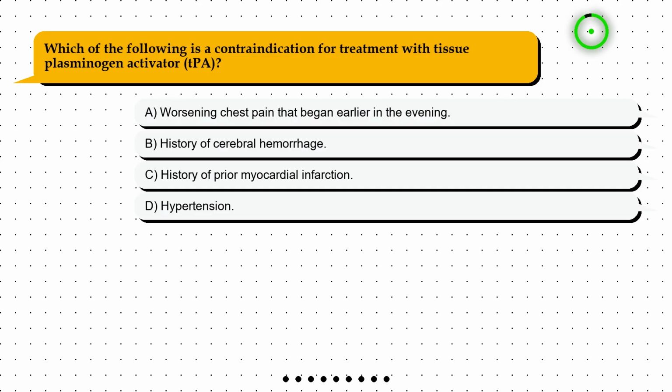Question 1. Which of the following is a contraindication for treatment with tissue plasminogen activator, TPA? Option A. Worsening chest pain that began earlier in the evening. Option B. History of cerebral hemorrhage. Option C. History of prior myocardial infarction. Option D. Hypertension.